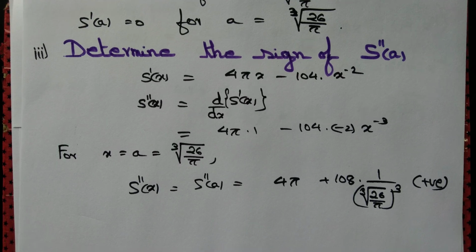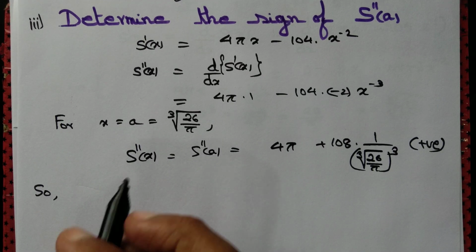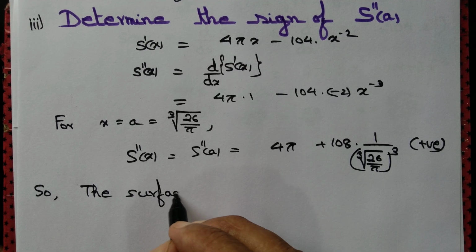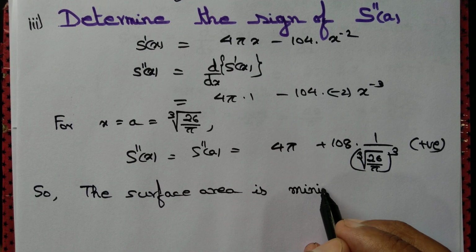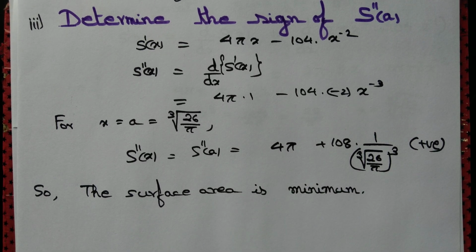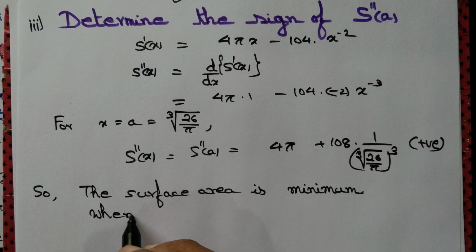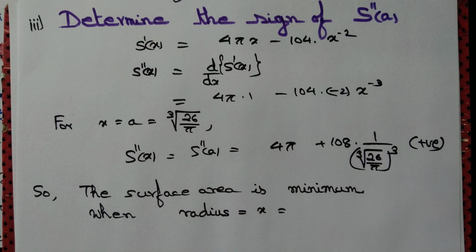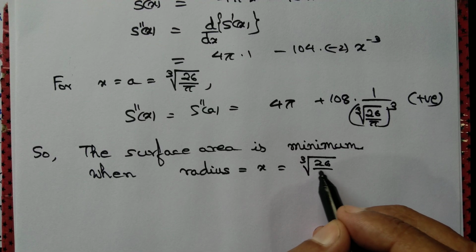If double derivative is positive, then we know that x equal to a is a point of minimum. So the surface area is minimum. It's a local minima, but in this case it's also a global minimum when radius equal to x equal to cube root of 26 by pi.